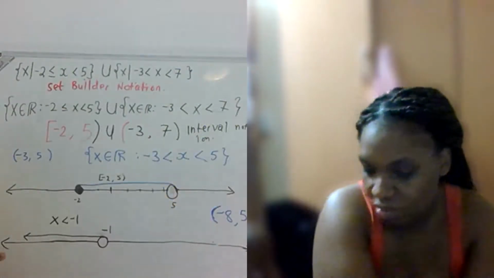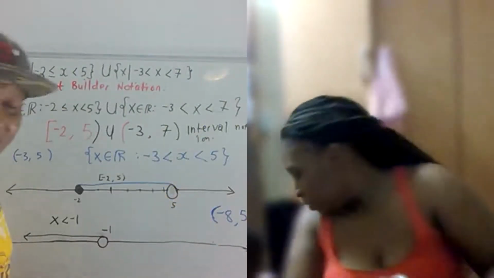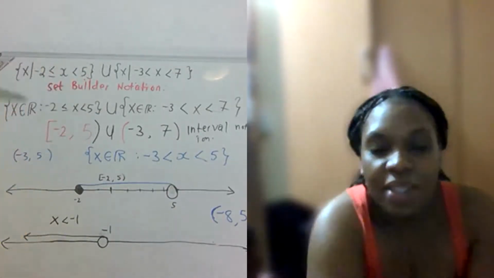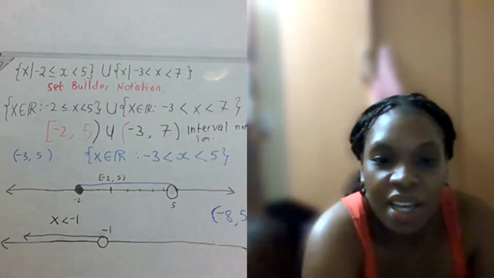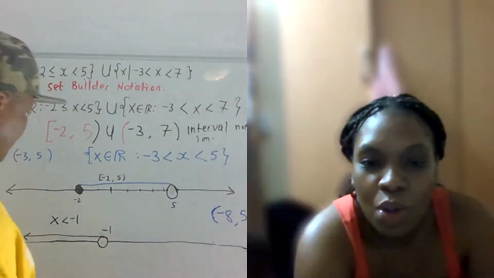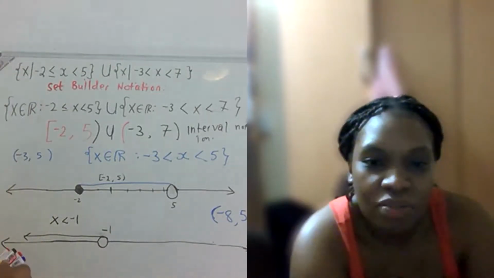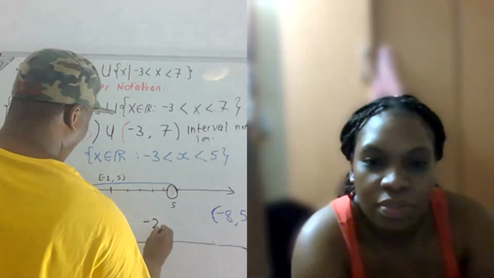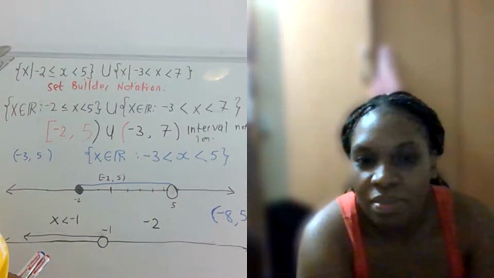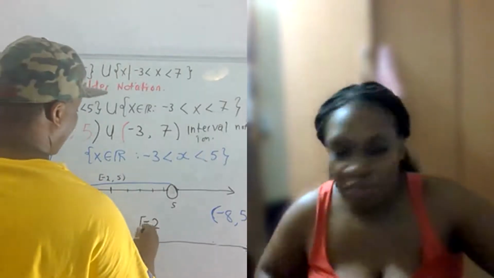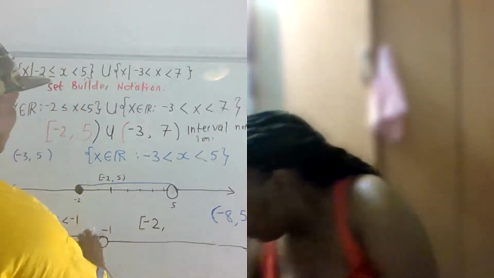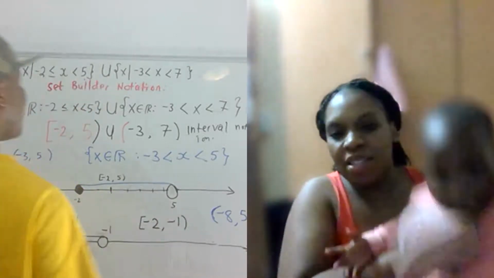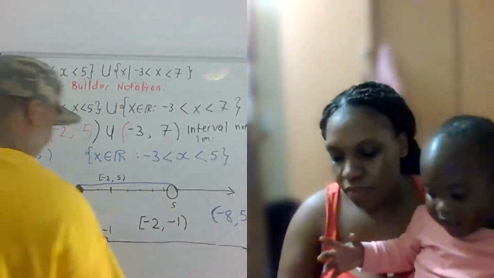Let me challenge you now. An intersection? The intersection is -2 to -1. So we're going to say -2, including or excluding? Including -2, all the way to -1, which is including or excluding? Excluding. Now, the last one.